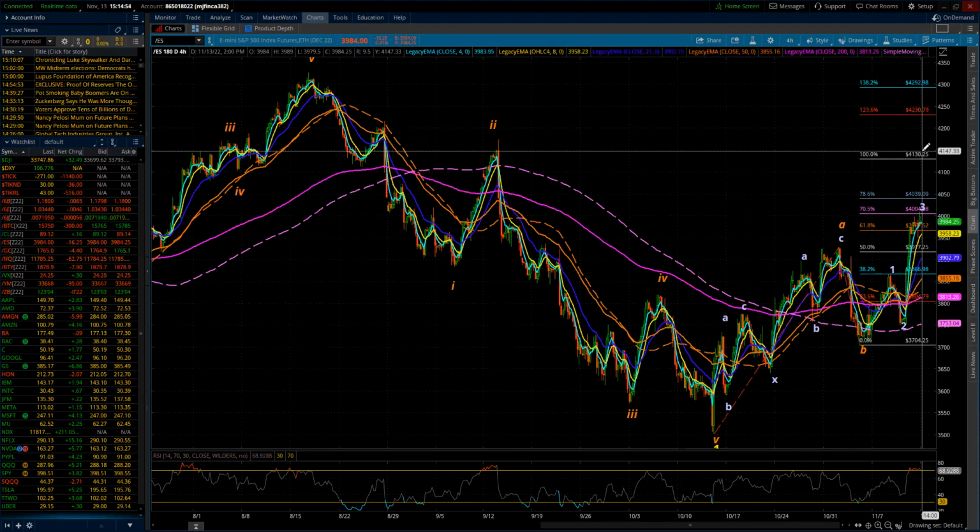Now, for me, in terms of this intermediate third wave, intermediate wave 2, I'm thinking that 4,130 should contain it. That gives us that additional upside, and it may take us all the way through tomorrow. And then on Tuesday morning, we have PPI final.